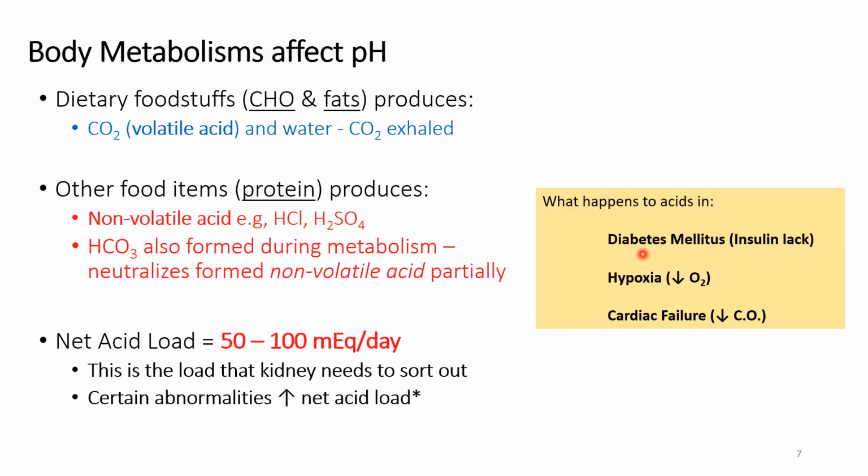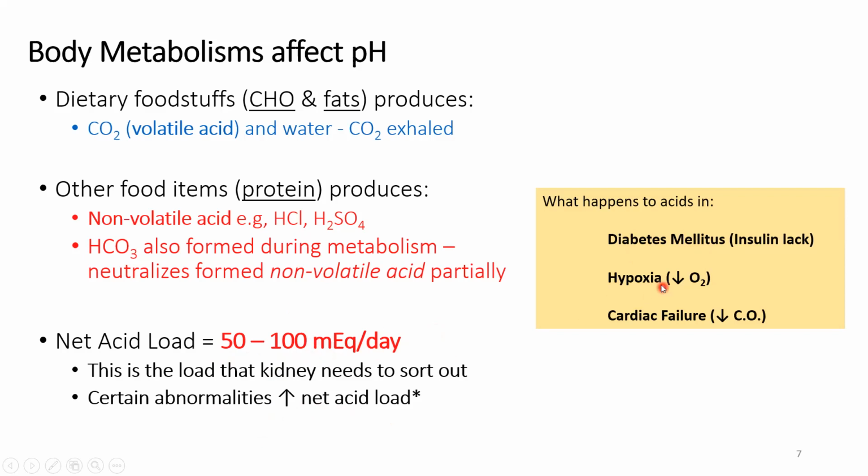unfortunately. So in diabetes mellitus, you have this sort of abnormality, which adds to your net acid load. This person will produce this anyway because this is the normal load. But in addition, this person will also be producing keto acids, which will add to the net acid load. All right. So that's one.